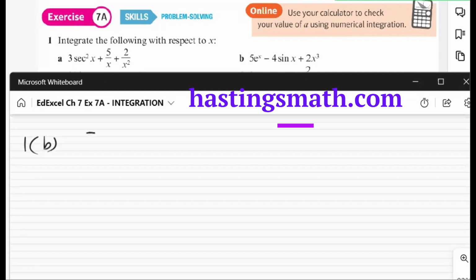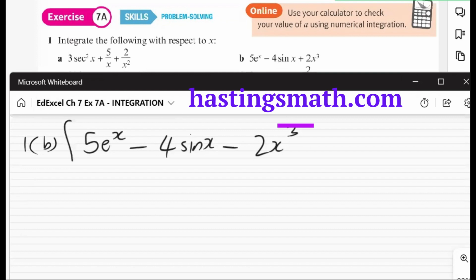Okay, number B, we have an E. So we're going to be integrating E. We're going to be integrating a sine function. And then we have one that looks very familiar, just 2x to the power of 3. So let's take a look at what happens with the E function when we integrate.